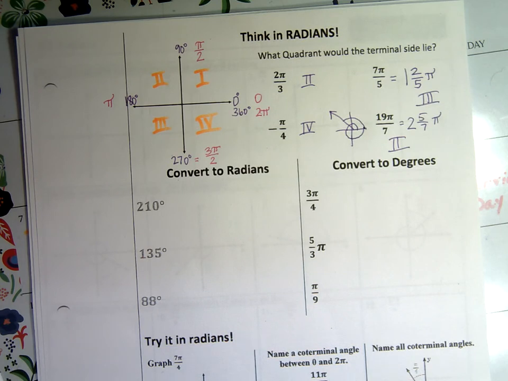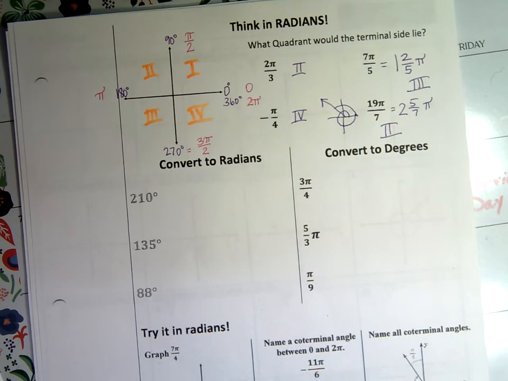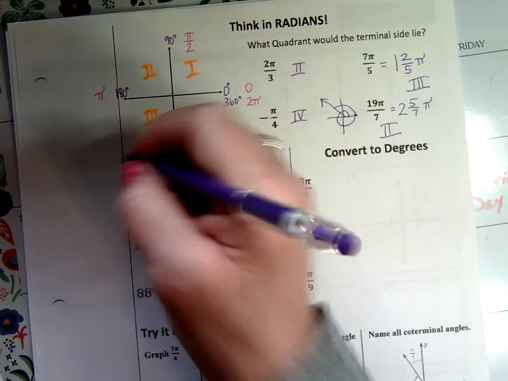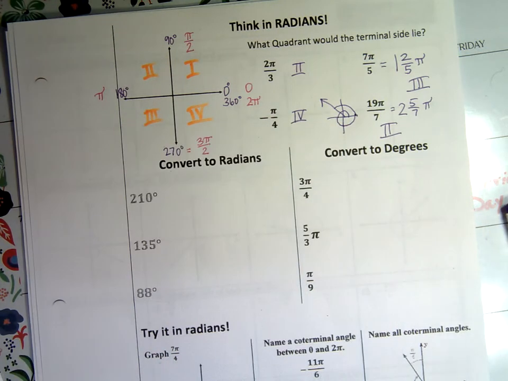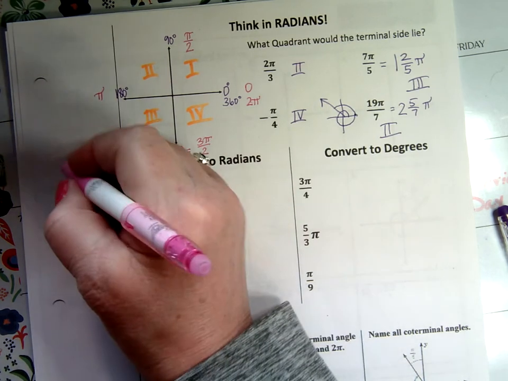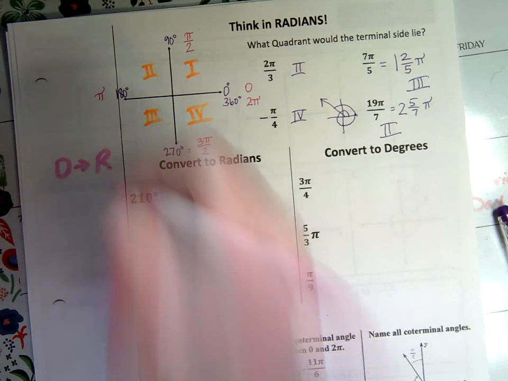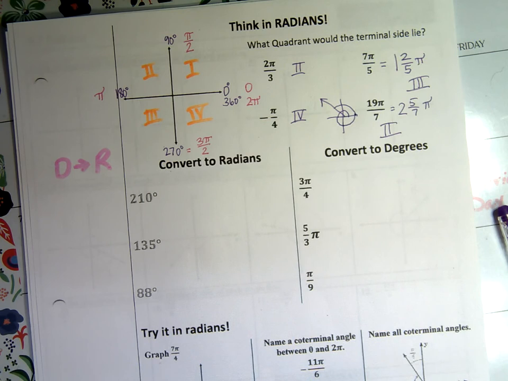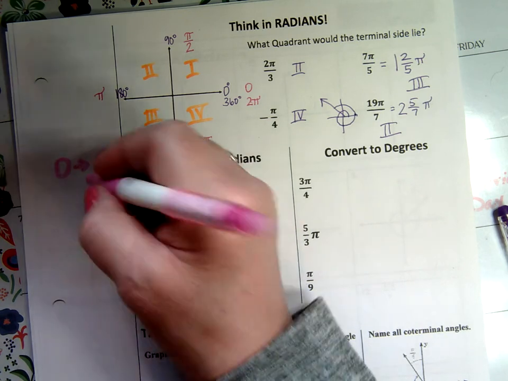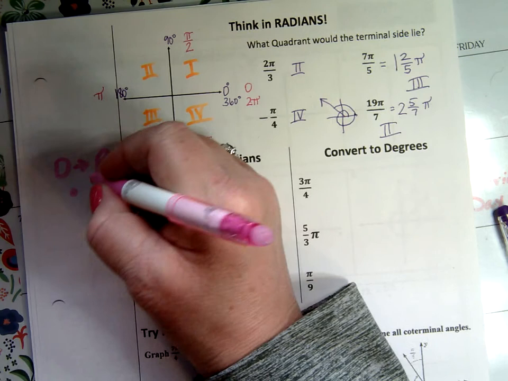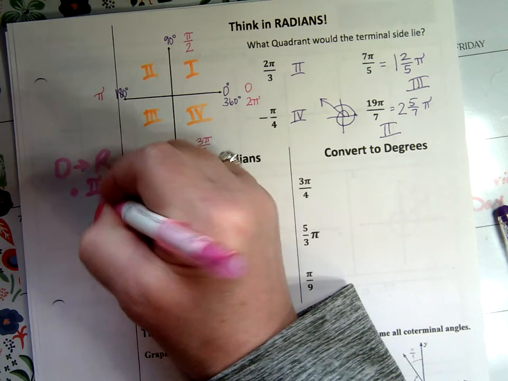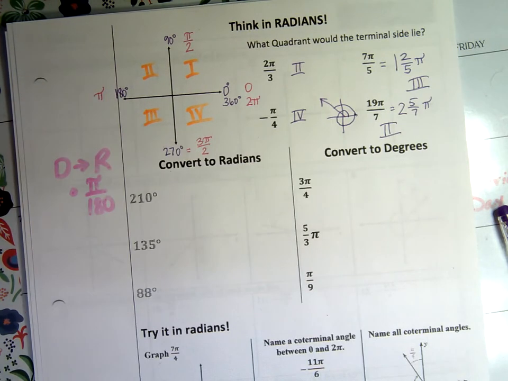All right, let's do some conversions and see how these go. When I am converting to radians, I want it to be pretty bold. If I'm going degrees to radians, they give you degrees, you're going to radians. You are multiplying by pi over 180, and then what you're going to do is reduce your answer.